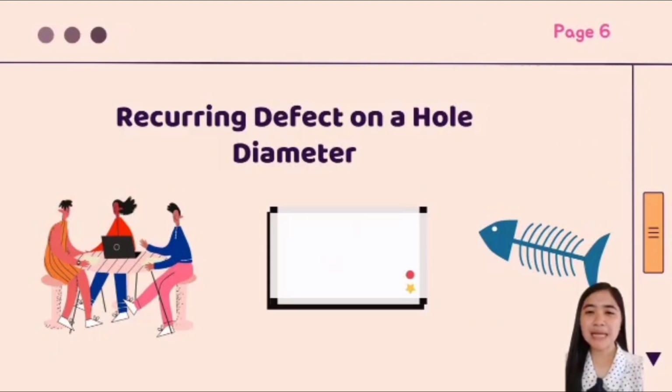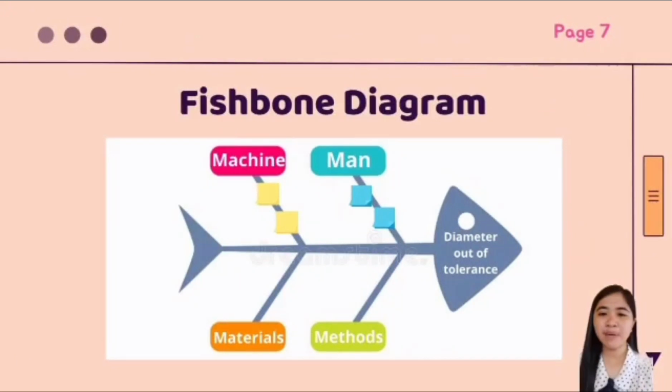A company has a recurring defect on the whole diagram. It is decided to tackle the problem through the fishbone diagram. The facilitator organizes a cross-functional work group that works in a room with the help of a large whiteboard to draw the fishbone diagram. The problem is placed in the head of the fishbone, which is diameter out of tolerance.